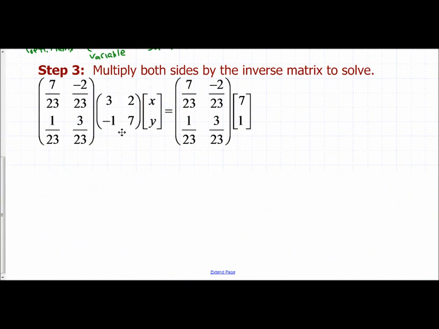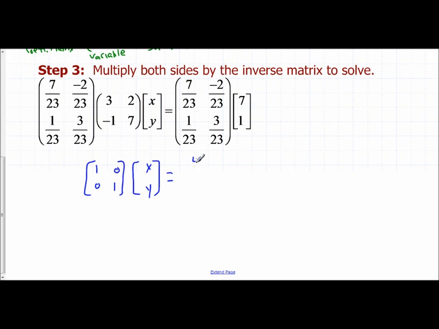Instead of going to the work of finding the inverse for this walkthrough example, I'm showing it to you. The inverse of 3, 2, negative 1, 7 is 7/23, negative 2/23, 1/23, and 3/23. And remember, when you multiply a matrix by its inverse, you're going to get the identity matrix. And so this identity matrix would be 1, 0, 0, 1, which is just like having your coefficient of 1. And then you're just going to do the math on the other side.